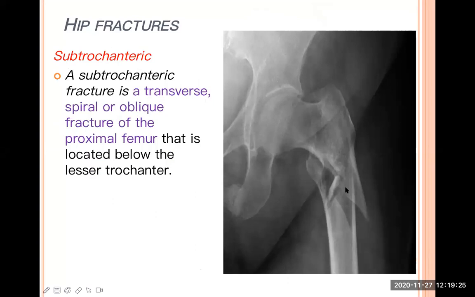Now just look at the picture, the X-ray, and tell me which type of subtrochanteric fracture is this? Is it transverse? Is it spiral? Or is it oblique? Oblique type. Oblique.